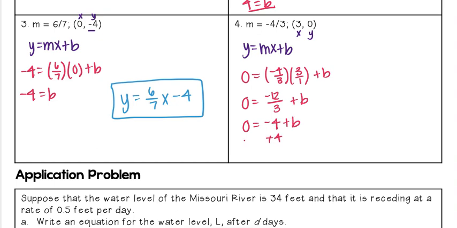Then I'm going to add 4 to both sides. And so I get that 4 is equal to b. And so my answer for this one is going to be y is equal to m, which is negative 4/3, x plus b, which is 4.